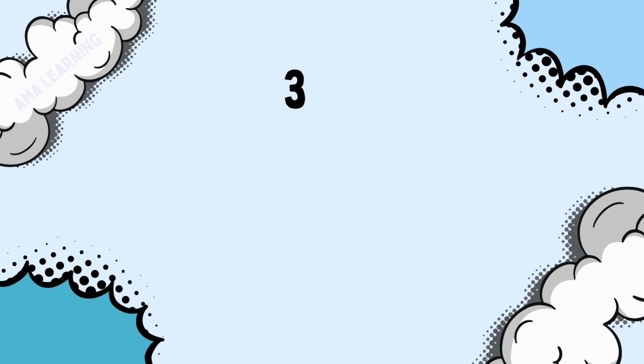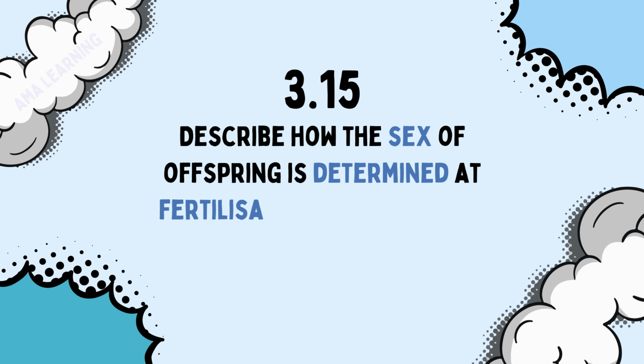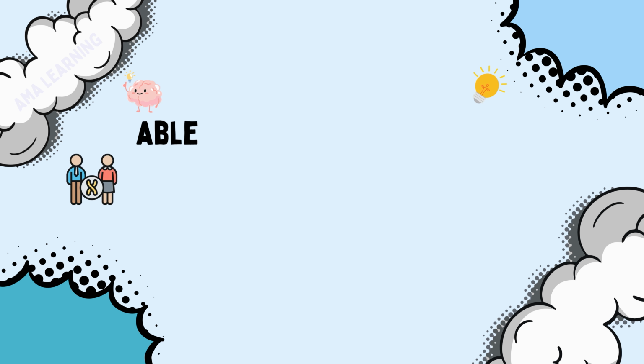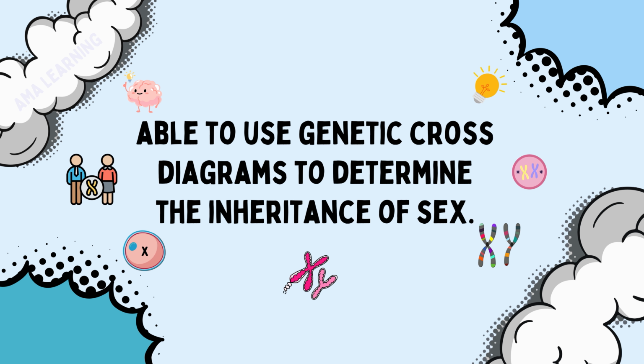Specification point 3.15: describe how the sex of offspring is determined at fertilization using genetic diagrams. To successfully answer any GCSE questions linked to this topic, you will need to be able to use genetic cross diagrams to determine the inheritance of sex.